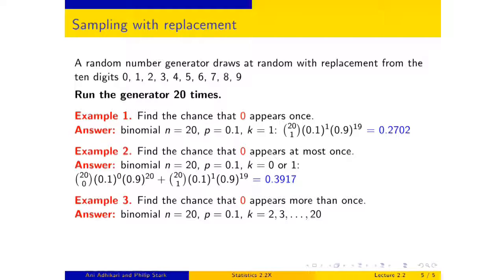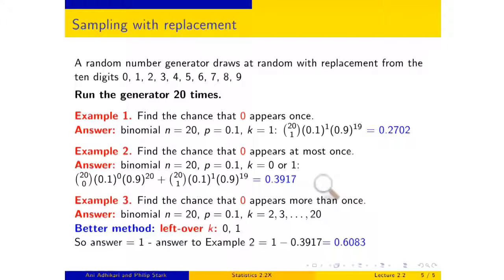Or you could get really, really tired and say, you know what, there's got to be a better way. Which k's are left over? The only k's that are left over are 0 and 1. We already know the chance of 0 or 1. And what we've observed is that more than once is the complement of at most once. Easy or not, we already found it. So the answer we want is best obtained by saying it's 1 minus the answer to something we already did. And that's about 61%. And the moral of that story is don't forget your old rules. Just because you have a formula, you don't have to use it.